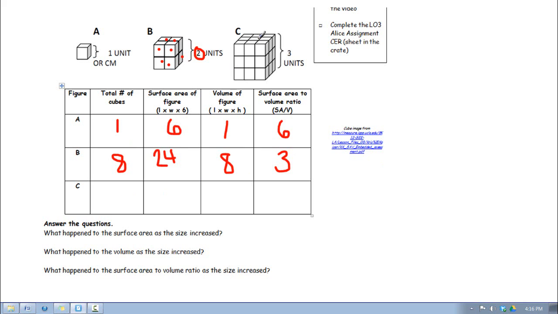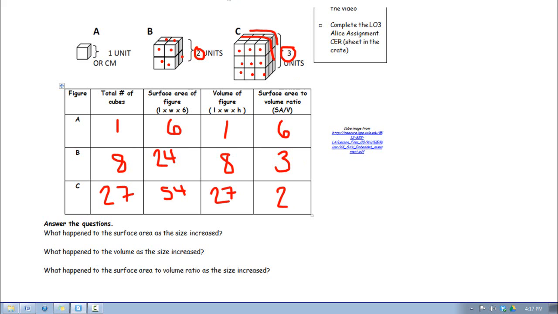How many cubes are in C? Well, on the front I can see 1, 2, 3, 4, 5, 6, 7, 8, 9. And there are 3 total rows, so 9 times 3 is 27 cubes. The surface area, now we're up to 3 units on each side. 3 times 3 times 6. 3 times 3 is 9, 9 times 6 gives us 54. Volume, how much space is inside there? Length times width times height. 3 times 3 is 9, times 3 is 27. Ratio, 54 divided by 27, if you simplify that, we get 2.